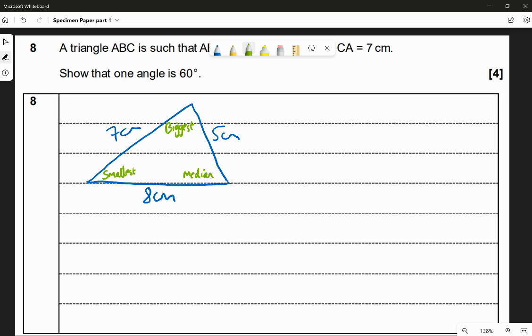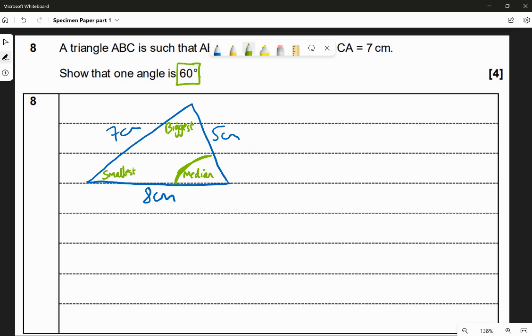If we want to find the 60-degree angle, well, if there are 3 different angles, 60 degrees cannot be the biggest, because if the other 2 are smaller than 60, then you wouldn't get a total of 180. Similarly, it cannot be the smallest, because if you have a 60-degree angle and then 2 which are bigger than 60, that would be over 180 degrees in total. And hence, the median is the one we're looking for. So the 60 degrees must be the median angle. So we're looking for the angle opposite the 7 centimeters.